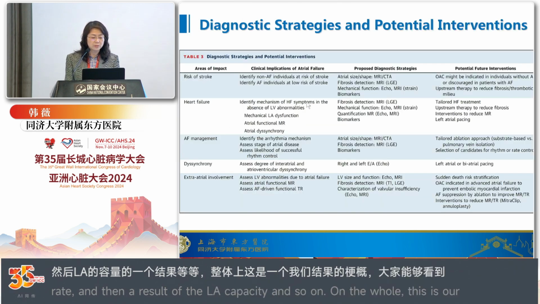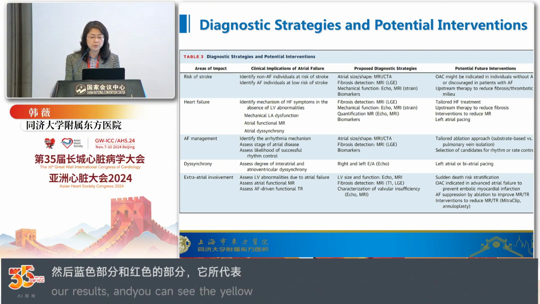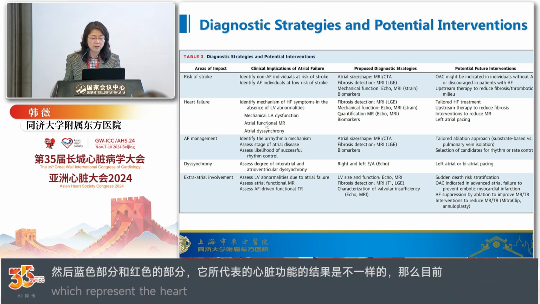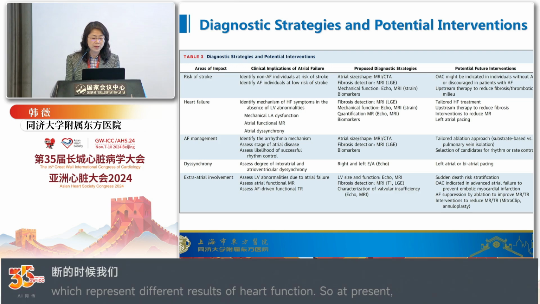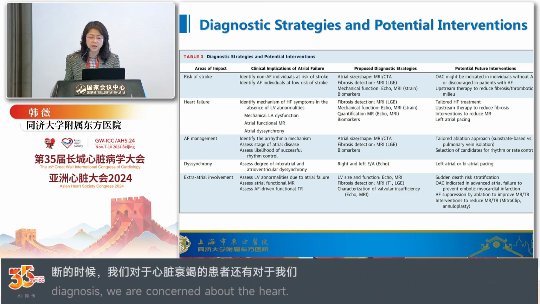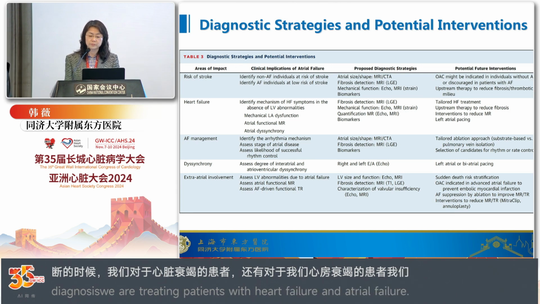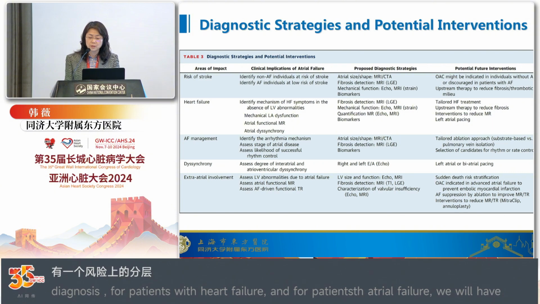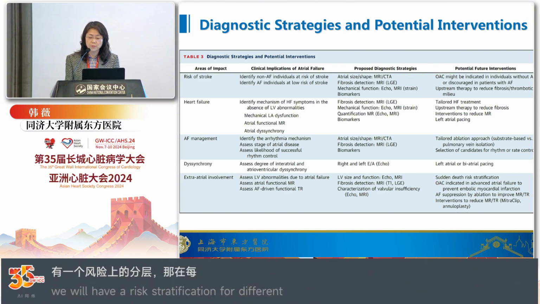And this is the summary for the diagnostic state and potential interventions, such as the risk for stroke. We can identify non-atrial fibrillation individuals at risk of stroke, and identify atrial fibrillation individuals at low risk, and suggest that anticoagulants may be indicated in individuals without atrial fibrillation and discouraged in patients with atrial fibrillation.